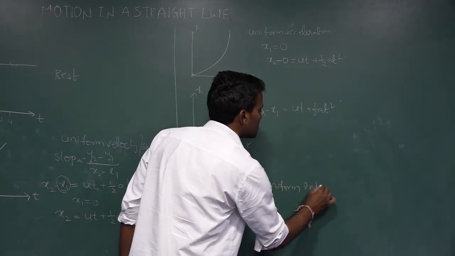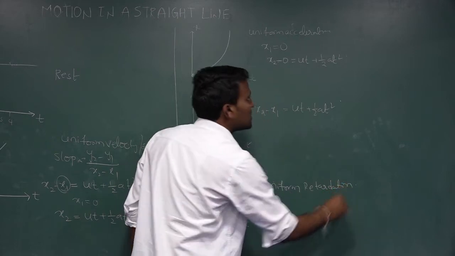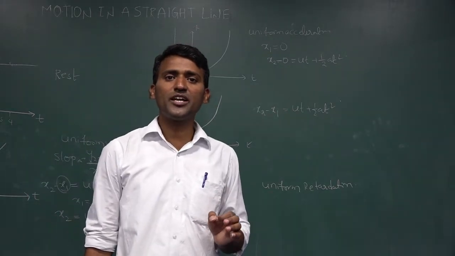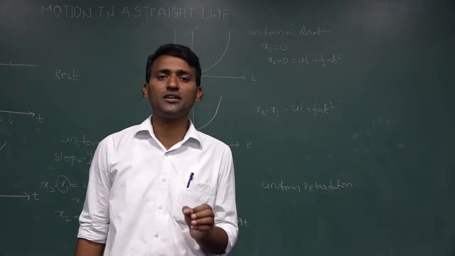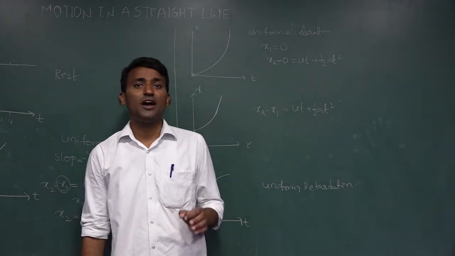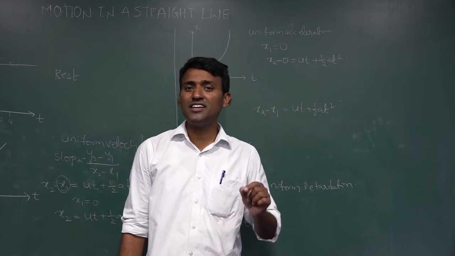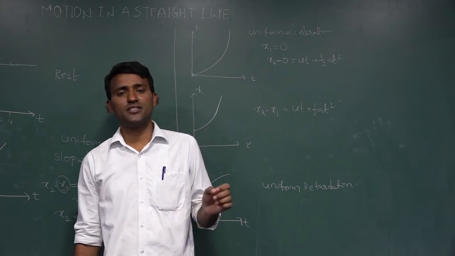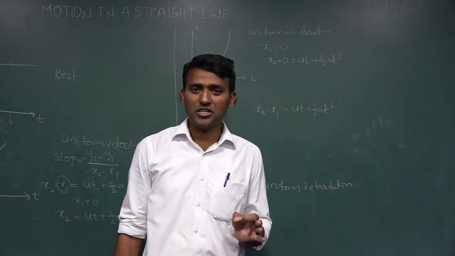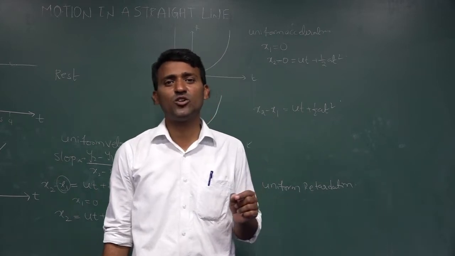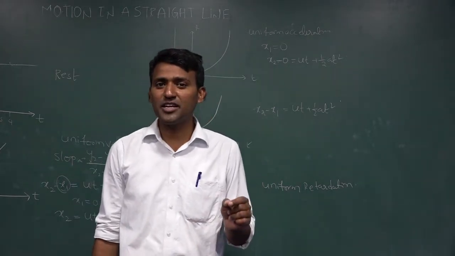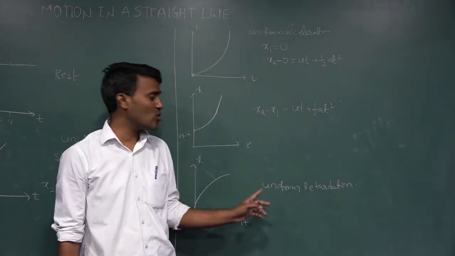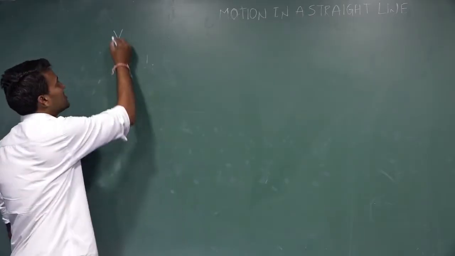Uniform retardation. So increasing velocity we can call acceleration. I already gave the example when I explained the acceleration topic. Increasing velocity is called acceleration. Decreasing velocity we can call retardation, or negative acceleration, retardation or deceleration. So it is uniformly decreasing, and that's why we call it uniform retardation. Velocity time graph.